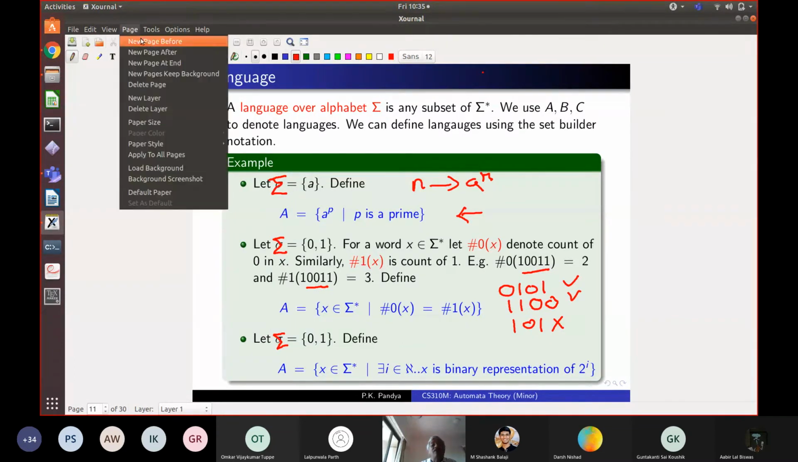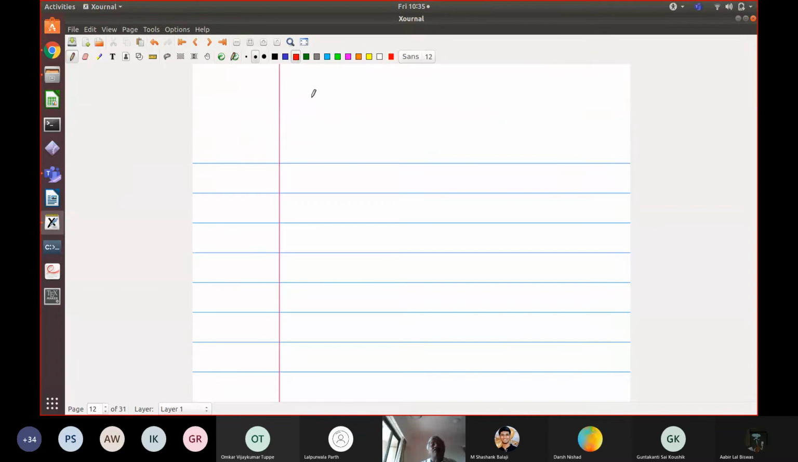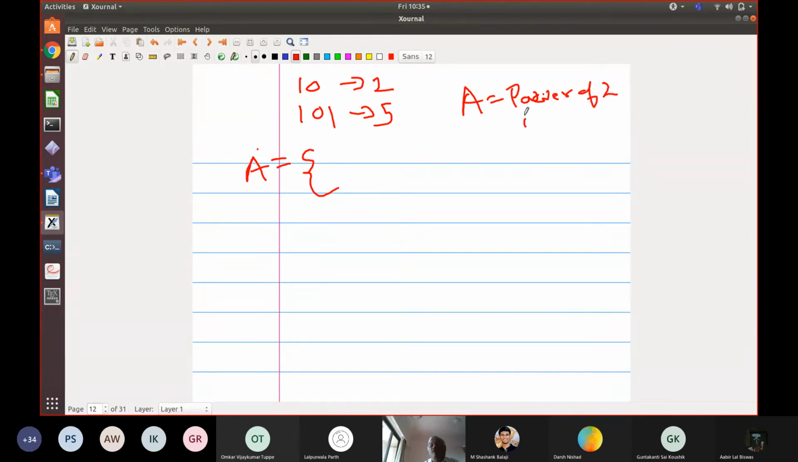Okay, so let me add a page. In binary, a number like this will represent 2. 1, 0, 1 will represent 5. You know how binary numbers represent decimal numbers. What we want is a collection of all numbers which represent powers of 2, right? So A equals the powers of 2 in binary. This is what we are trying to do.